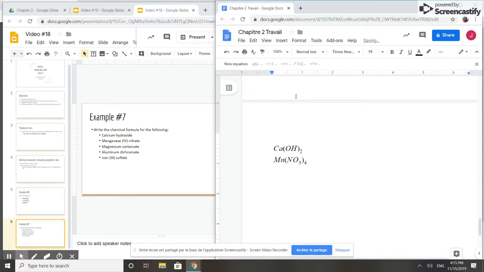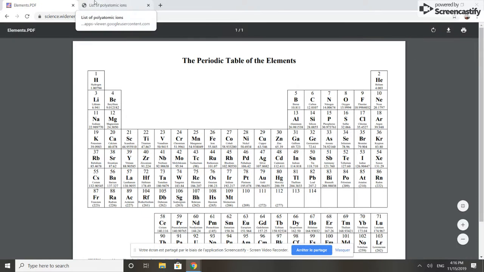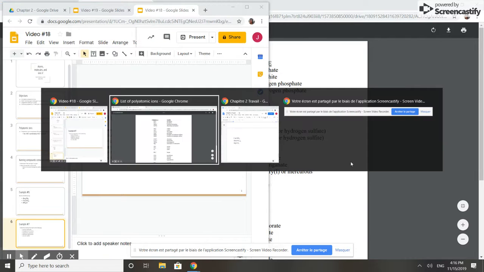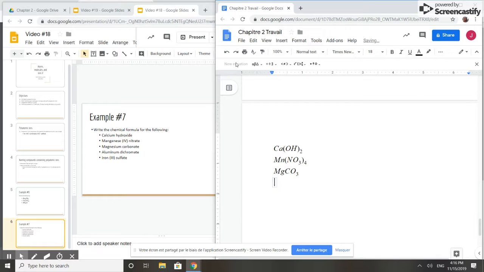Okay, then for magnesium carbonate, magnesium has a charge of 2+, carbonate has a charge of 2-, so just MgCO3. I only need parentheses if I am pulling a subscript to apply to an entire polyatomic ion. Aluminum dichromate, I actually don't have dichromate memorized, so it has a 2- charge. So I just need to make sure that those charges are balanced.